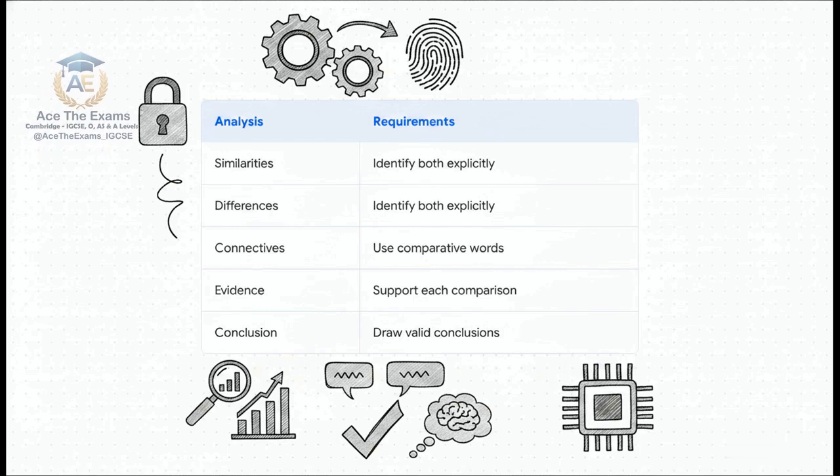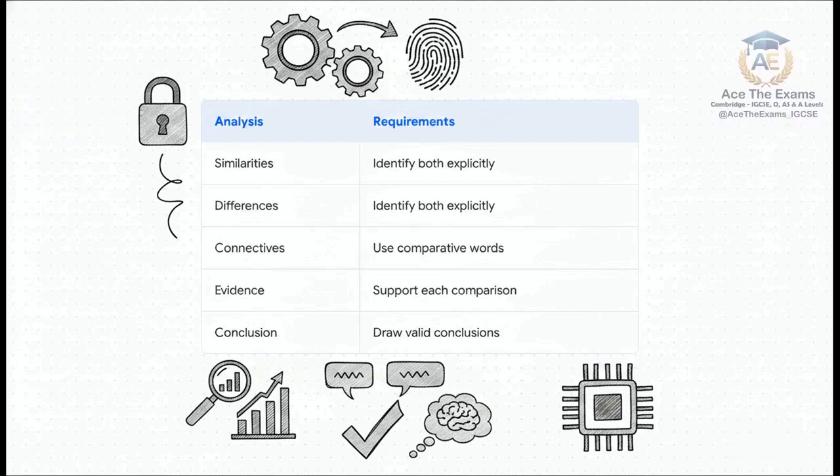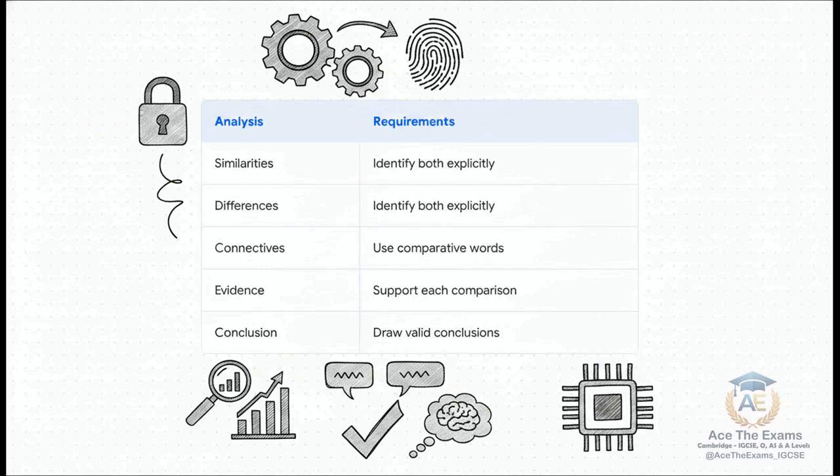For example, if you are asked to evaluate biometrics versus passwords for a high-security bank vault, you must identify similarities first. Both restrict access. Then you must use connectives, words like however, conversely, or whereas. You might write, passwords are highly cost-effective to implement, however, biometrics provide a non-transferable physical security layer. You then support this with technical evidence. Finally, you must provide a conclusion. Therefore, despite the significantly higher implementation cost, the bank's extreme security requirements make biometrics the absolute necessary choice. That right there is how you completely dominate the paper.